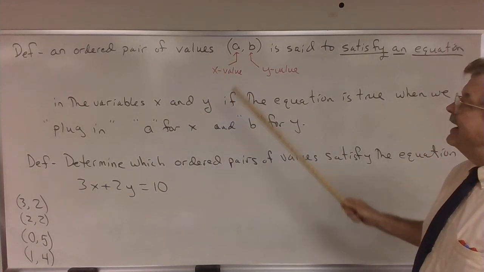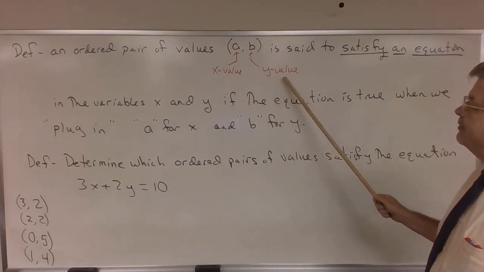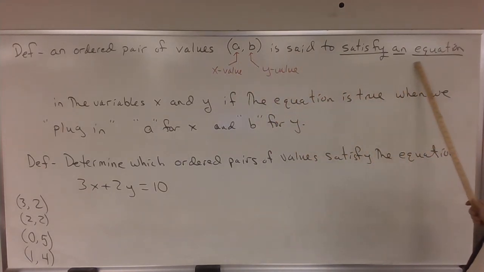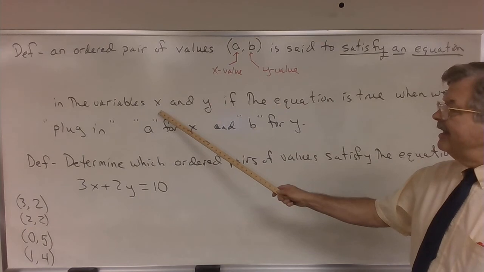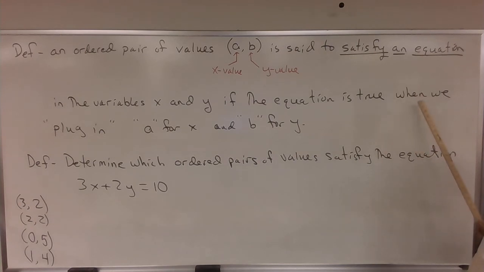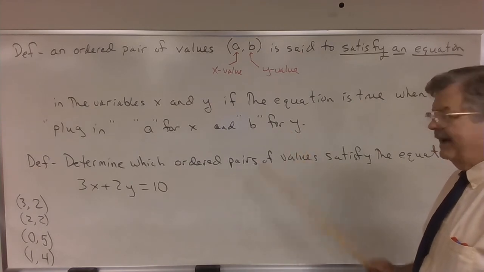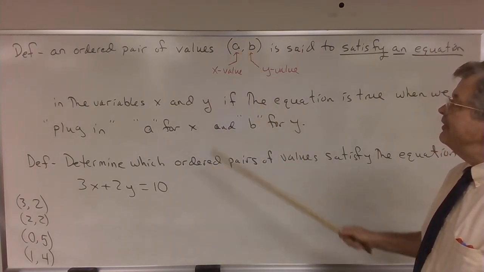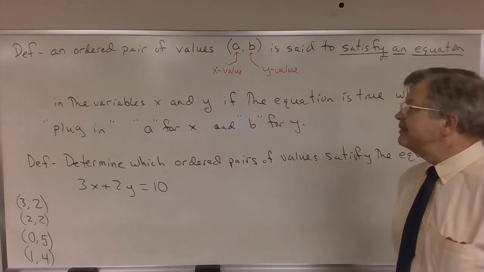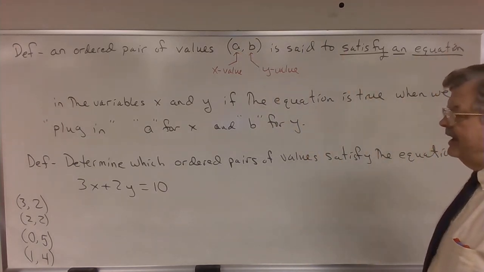An ordered pair of values, AB, where A is a value of x and B is a value of y. An ordered pair of values, AB, is said to satisfy an equation in the variables x and y if the equation is a true statement when we plug in A for x and B for y. So when we plug in A for x and we plug in B for y, if the equation is a true statement, then we say this ordered pair of values satisfies the equation.